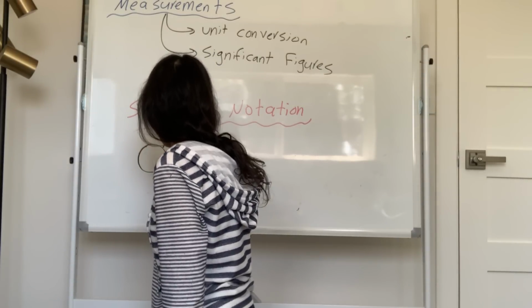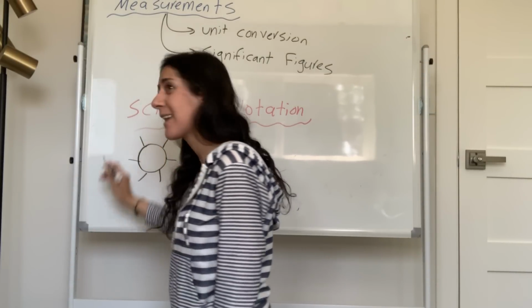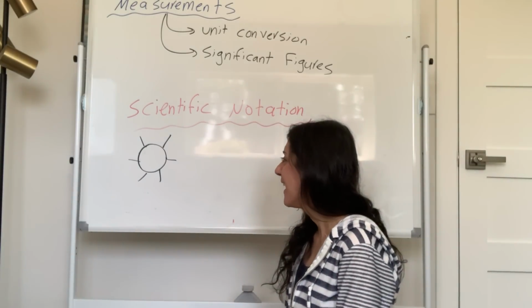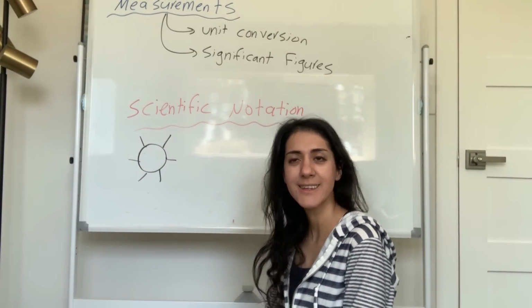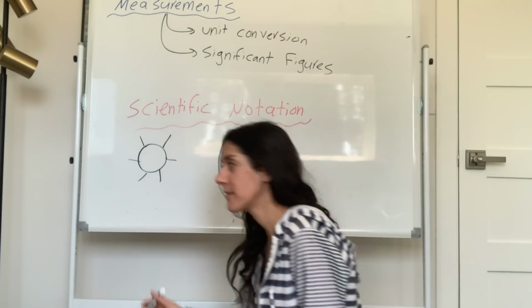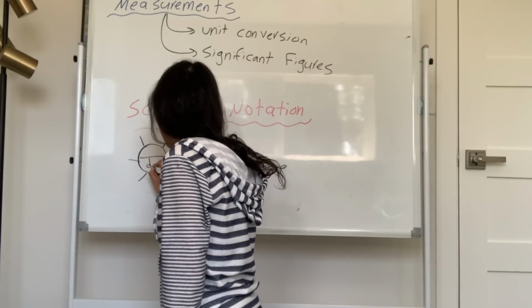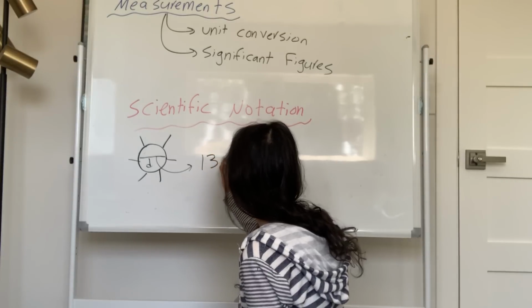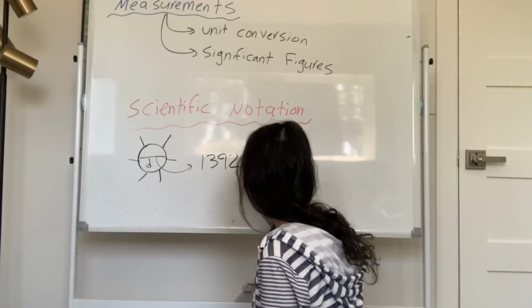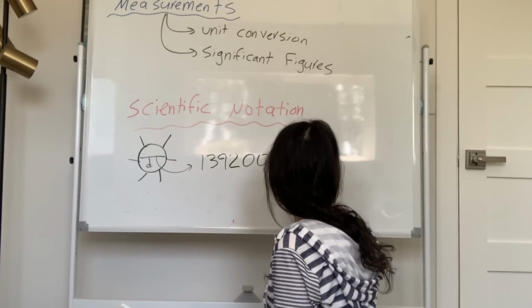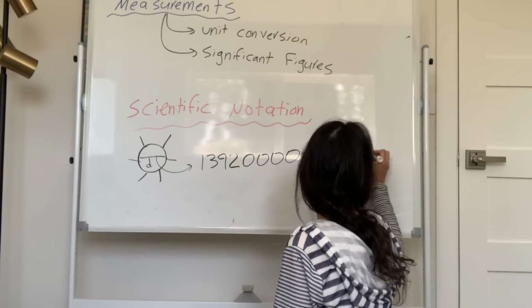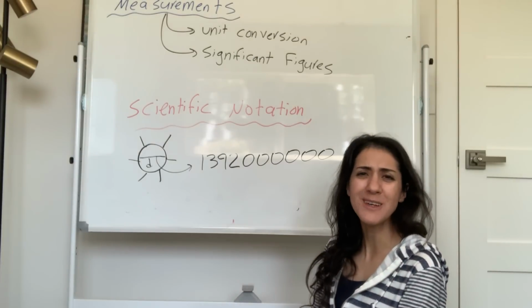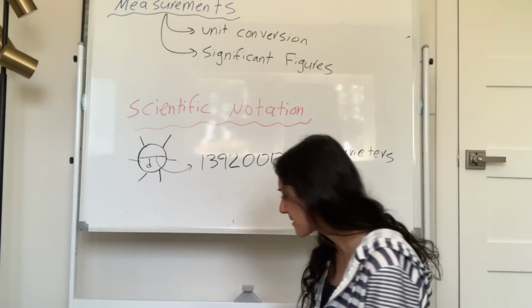Okay. I'm going to draw something on the board. And the other thing you're going to find out is that my drawings are not the best. So you have to use your imagination a little bit. So what is this? This is the sun. Now the sun has a diameter. The diameter of the sun is 139200000 meters. That's the size of the diameter of the sun. Look at that number. How would you even say that number? It's a mouthful, right?